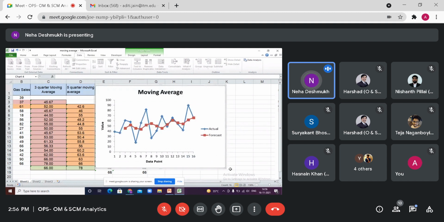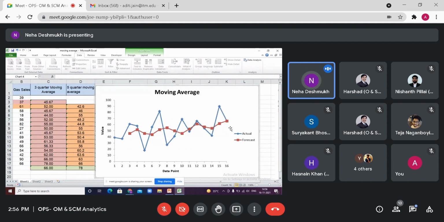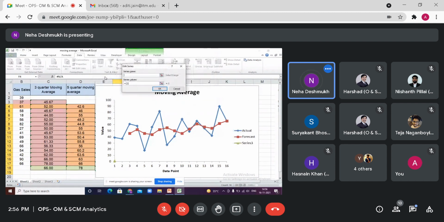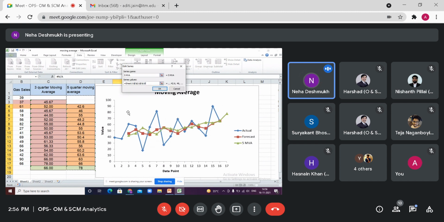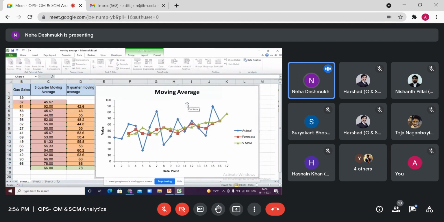Now I want to add one more forecast for the 5 moving average. What to do? Same. Right click, select data, add. 5MA. Select the series values, this one. See, and okay. Right?